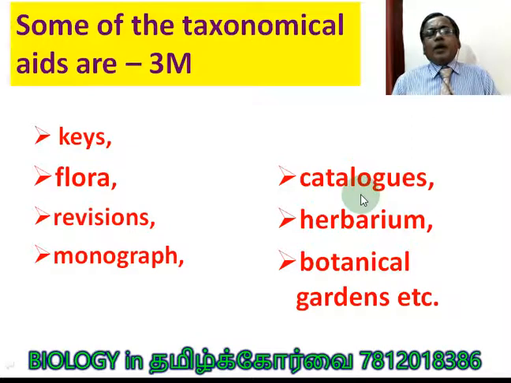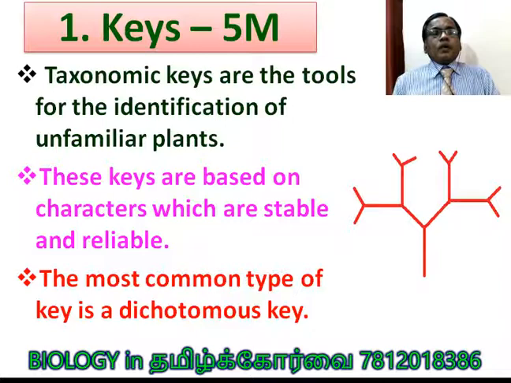Some of the taxonomical aids, which can be asked in a 3-mark question, are given here: keys, flora, revision, monograph, catalogs, herbarium, botanical gardens, etc. So these are the 7 major types of taxonomical aids. First one is keys. This can be asked in a 5-mark question.